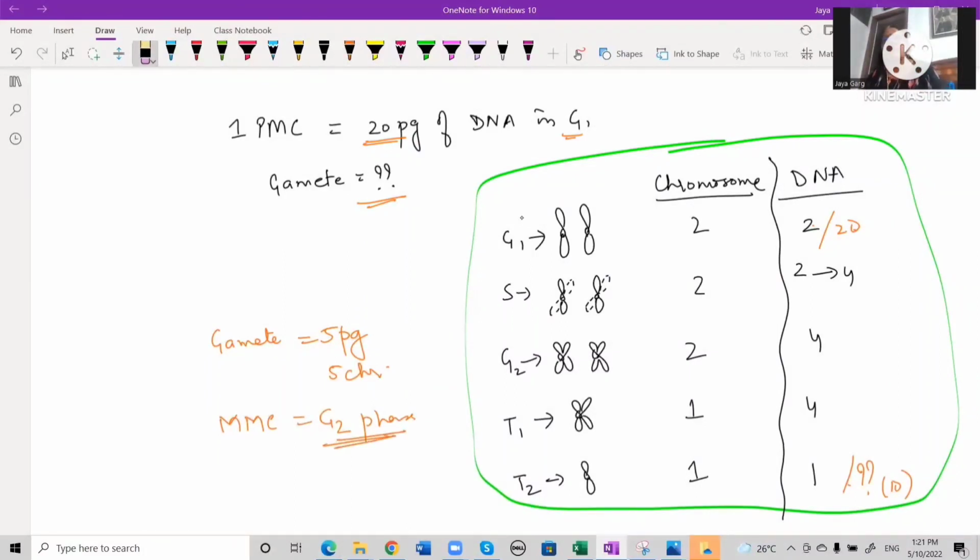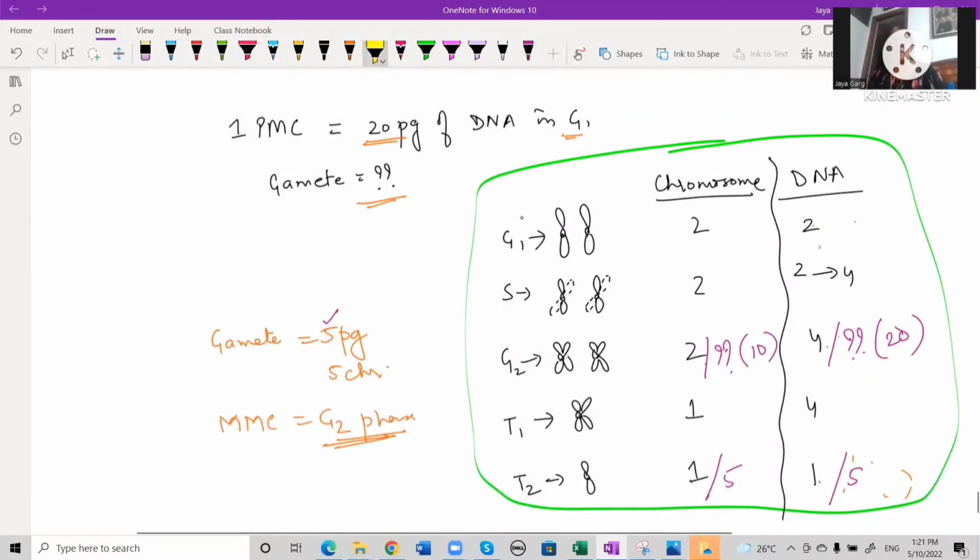Do one thing, again, apply this concept. What they have given us is DNA 5 picogram, and chromosome number 5. And they're asking G2. So G2, my question mark is here. They're asking me this content. 1 is 2, so here the answer will be 10. Here 1 is 4, so here the answer will be 20. Understood how to solve? Beta, understood?